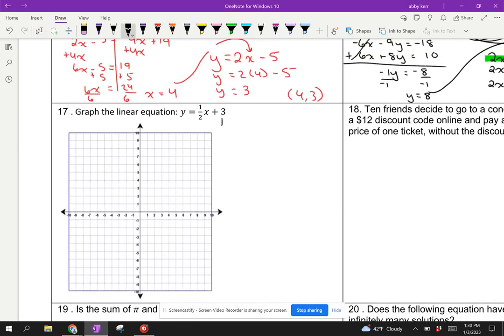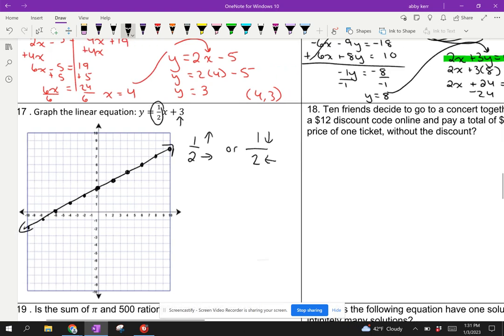All right, here we have our b value, positive 3, and then we have our slope, 1 over 2. So that means positive 1 and to the right 2, or the opposite of that, which is down 1, left 2. So up 1, right 2, up 1, right 2. You keep doing that till you run out of space, and then do the opposite, down 1, left 2, down 1, left 2. And then just make sure you draw your straight line using your ruler and arrows on both ends.